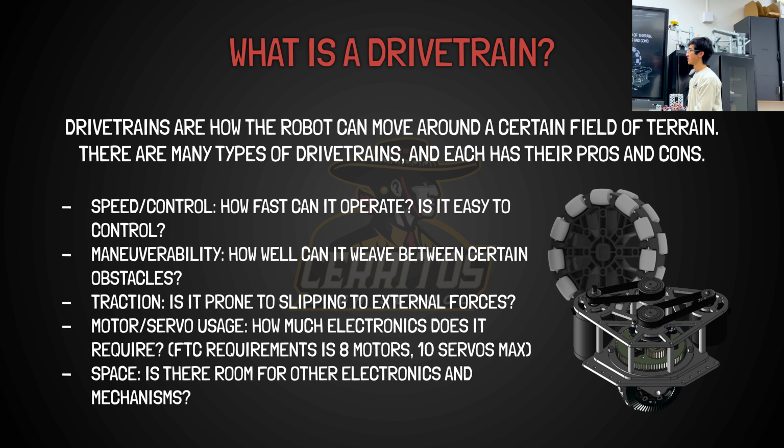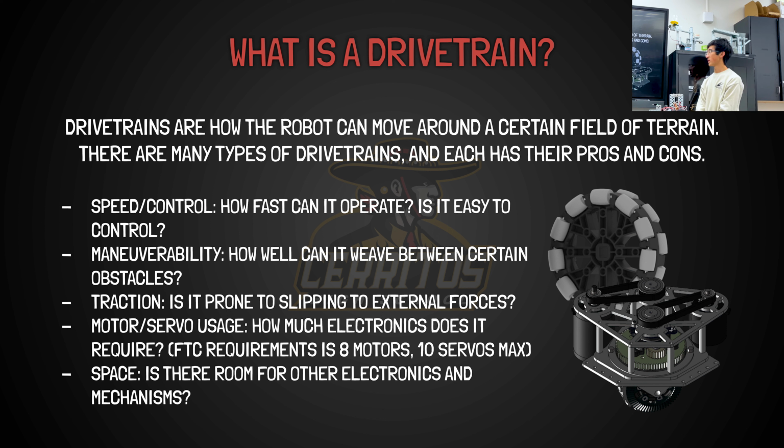Motor and servo usage. For FTC, the requirement is you can only have up to 8 motors and 10 servos. Other competitions like FRC are a bit different, but in this case we're just focusing on FTC because our team has an FTC team. Some drivetrains only use 2 motors, which means you have 6 more to use for scoring mechanisms. Most drivetrains have up to 4 motors, which is the most ideal, but at the same time you could use other motors for certain mechanisms.